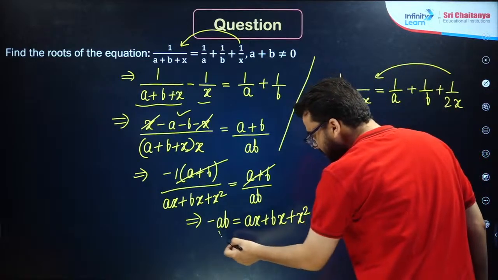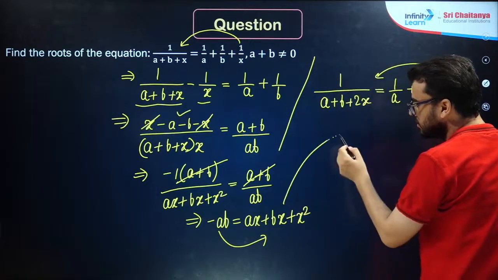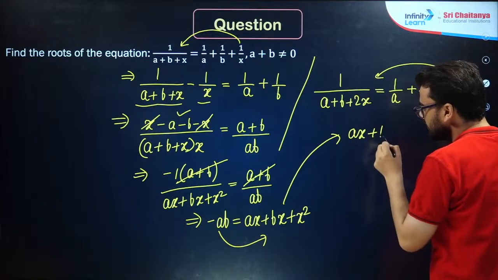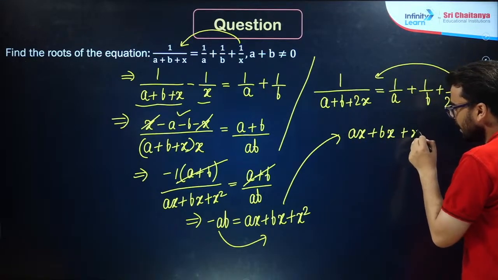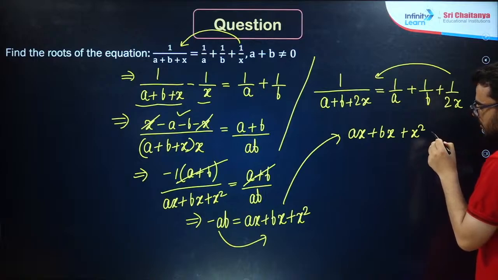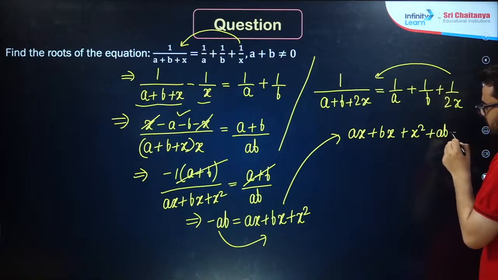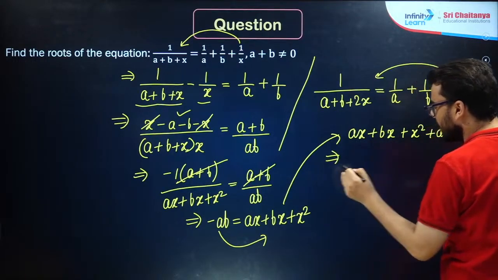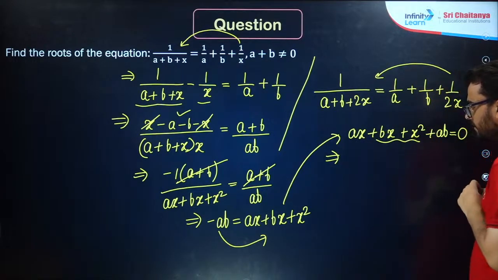Now you can take this on the other side of the equation. So what you will get? Ax plus bx plus x square plus ab, that is equal to 0. Now you can further rearrange it. This can be further rearranged. So over here, I guess we have to take this in one group.